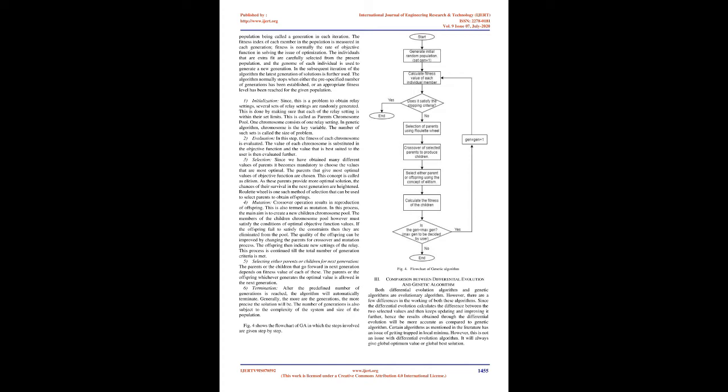GA is a way to solve both bound and unbound optimization problems based on a natural selection process that imitates biological evolution. The algorithm repetitively adapts a population of discrete solutions. At each step, the GA randomly chooses individuals from the present population and uses them as parents to yield the offspring for the succeeding generation. The population evolves over successive generations in the direction of a best solution.